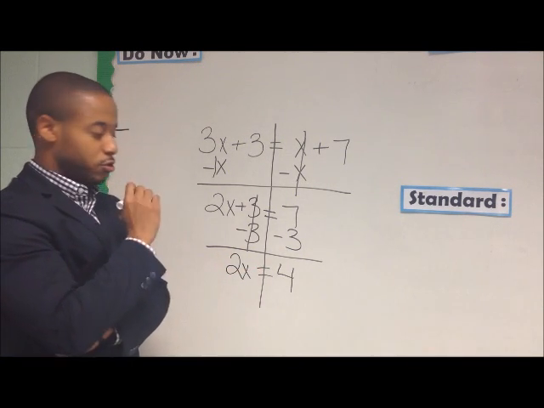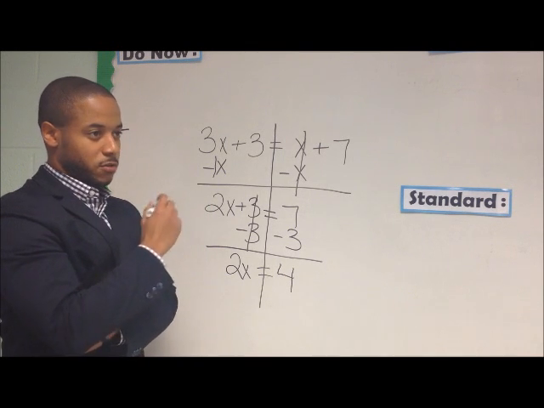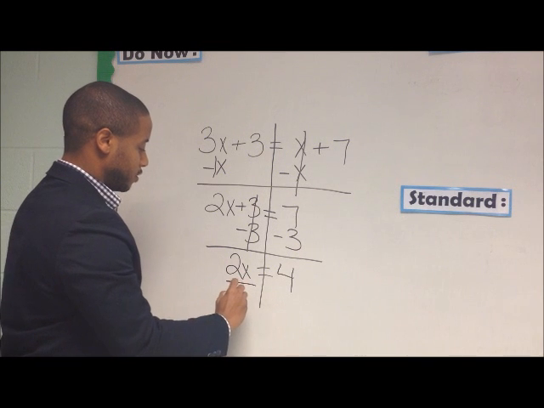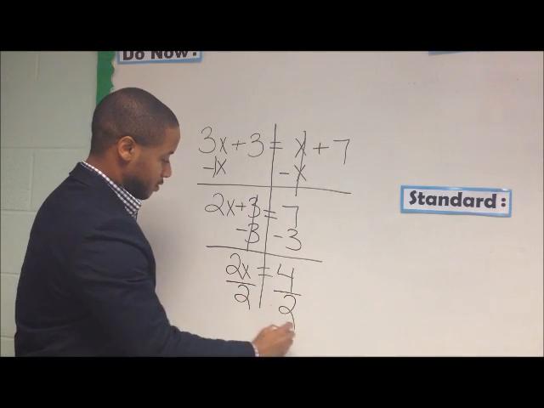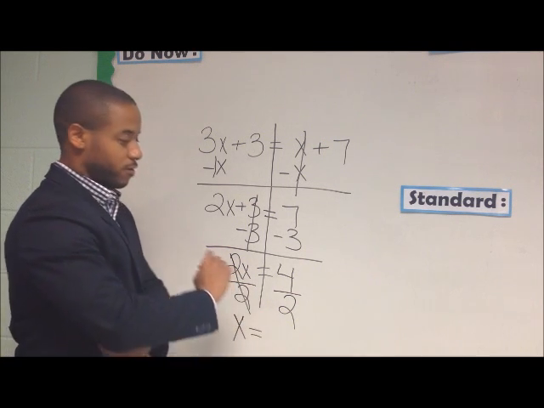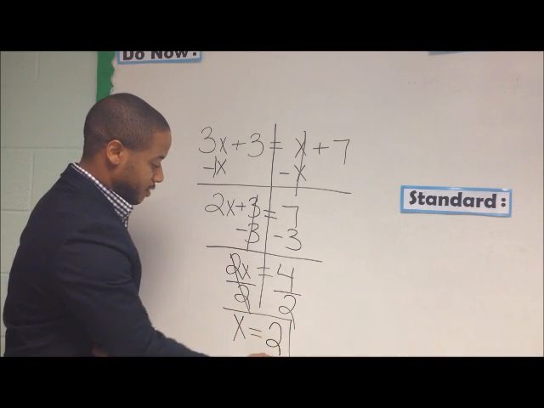Now remember I said 2x is the same thing as saying 2 times x. So the inverse of multiplication is division. So we're going to divide by 2 on both sides. The 2's cancel out here. And 4 divided by 2 is 2. And that's our answer.